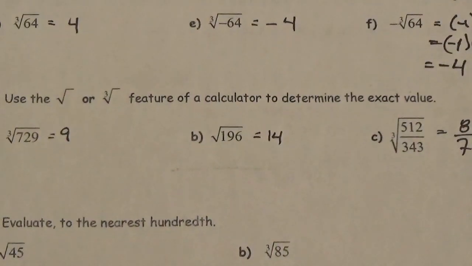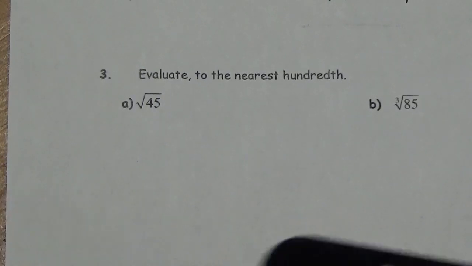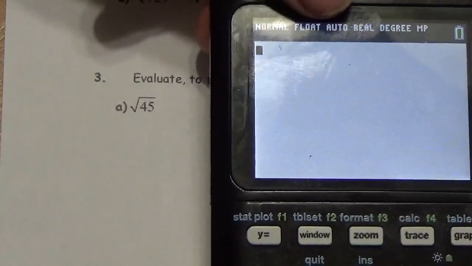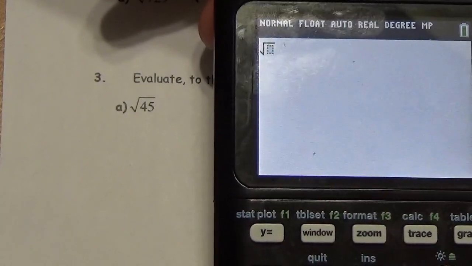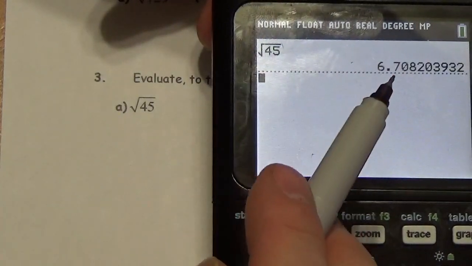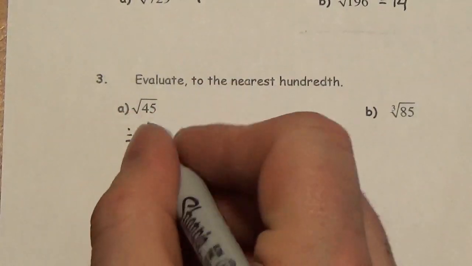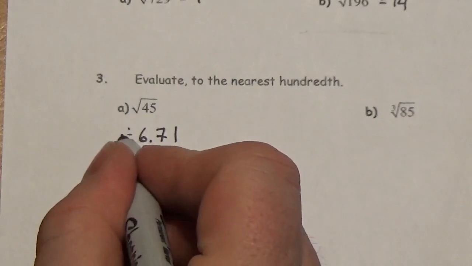Okay, let's take a look at another question. This next question is really just asking us to plug stuff into our calculator and round appropriately. So I want to do the square root of 45 to the nearest hundredth. So the square root of 45 is 6.708. So to the nearest hundredth, I'm going to round that up to a 1 here.